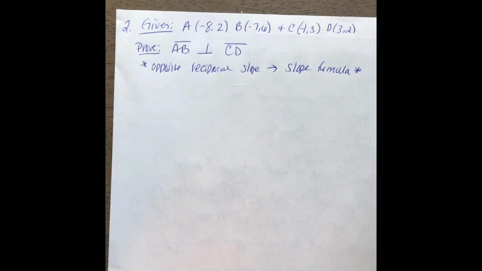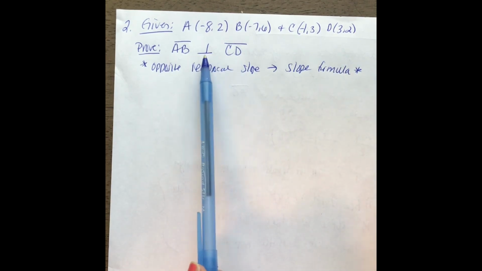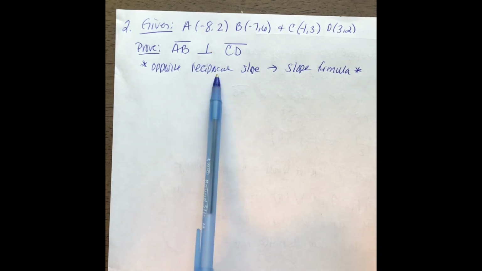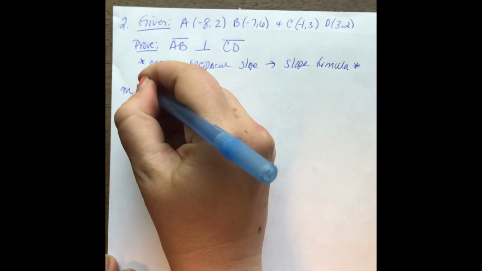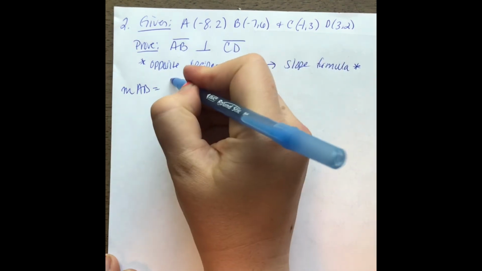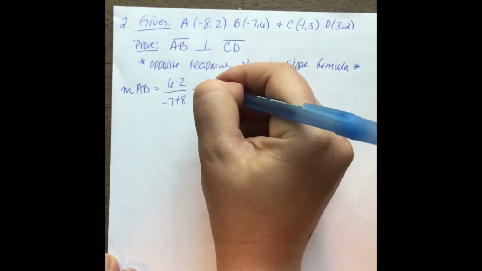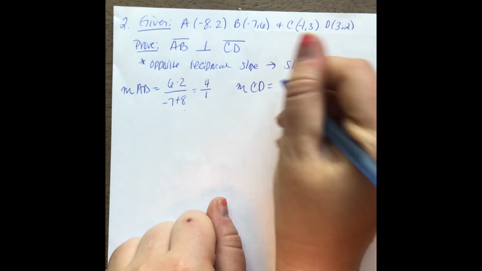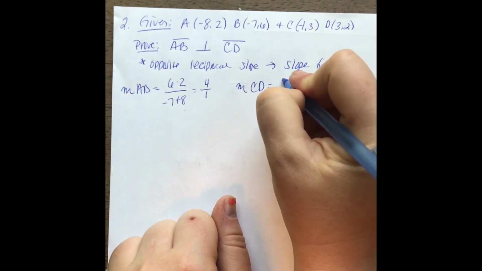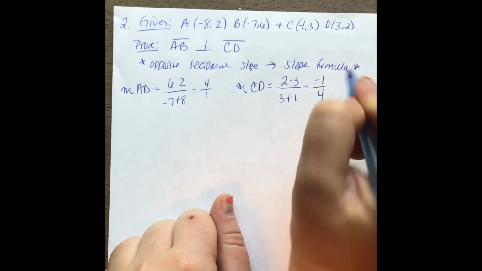Nice job. Example number 2, we have to either prove or disprove, based on given these points, whether segment AB is going to be perpendicular to CD. If we're talking about perpendicular lines, we know that these lines have to have opposite reciprocal slopes, so it means that we have to do the slope formula. So I'm going to find the slope of AB, and that's going to be 6 minus 2 over -7 plus 8. So it's going to be 4 over 1, because again, when you subtract a negative, it becomes positive. And the slope of CD is going to be 2 minus 3 over 3 plus 1, so -1 over 4.